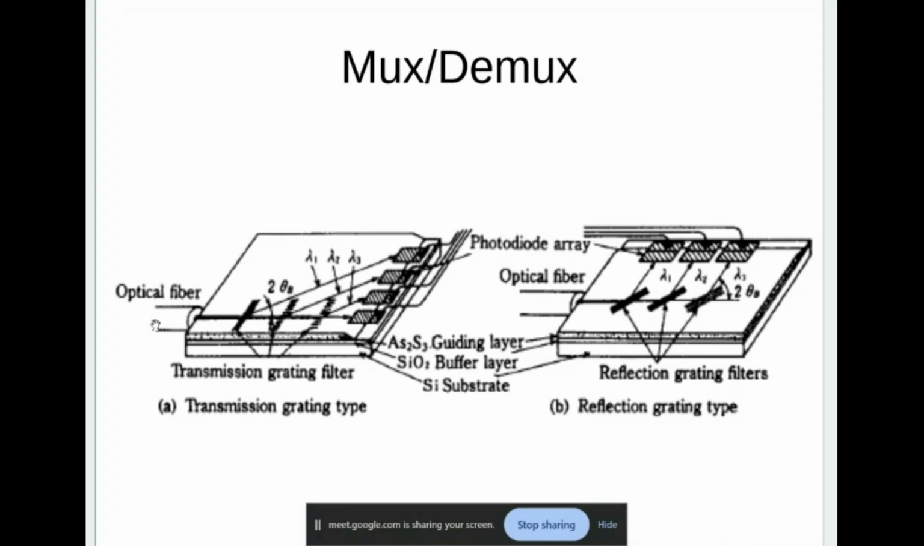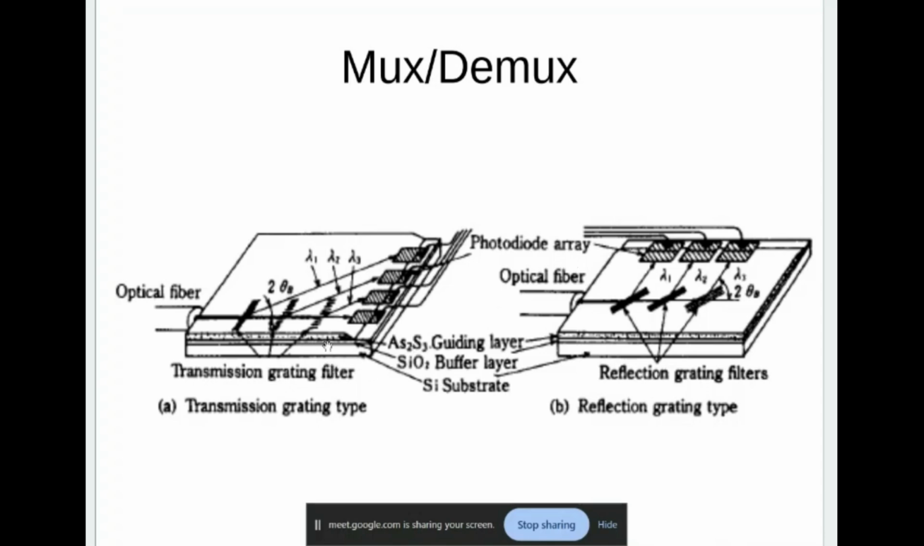It's an important problem. In this case, I'm showing these lines like gratings, periodic variation. I'll show you in the next slide. So this grating can deflect the light in some direction. Then all other wavelengths are passed through. Then the second one will deflect lambda 2. Third one will deflect lambda 3. So like that you can separate out all these 4 channels.